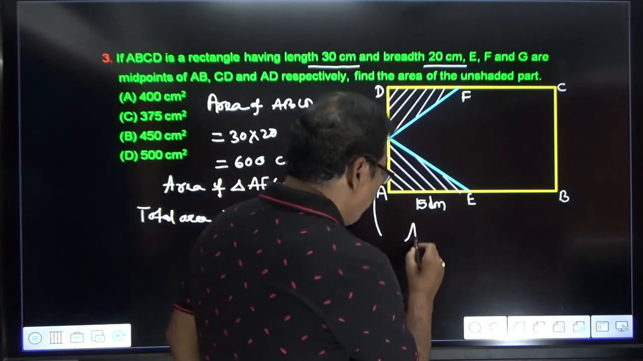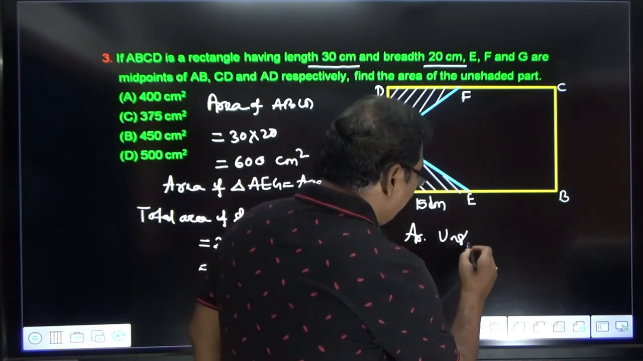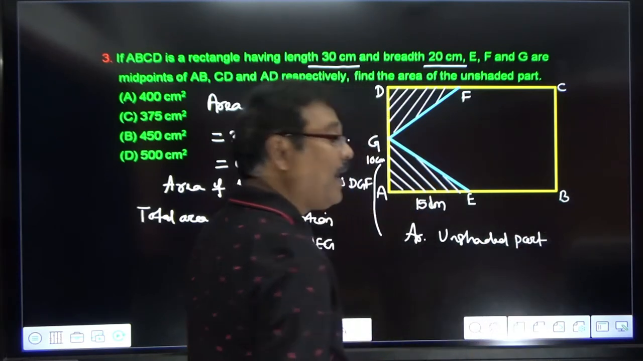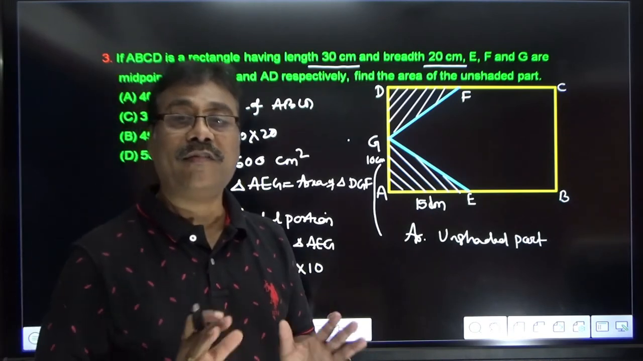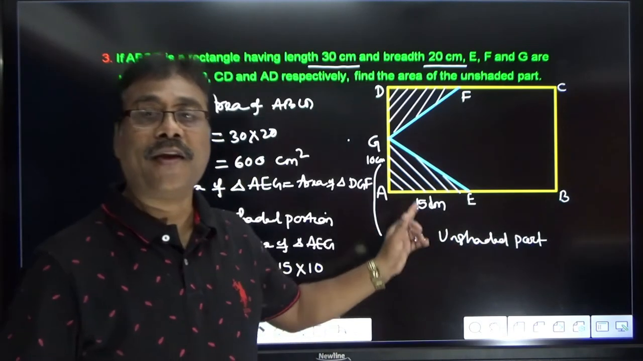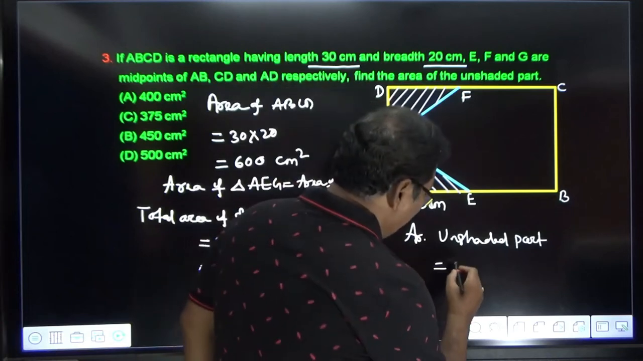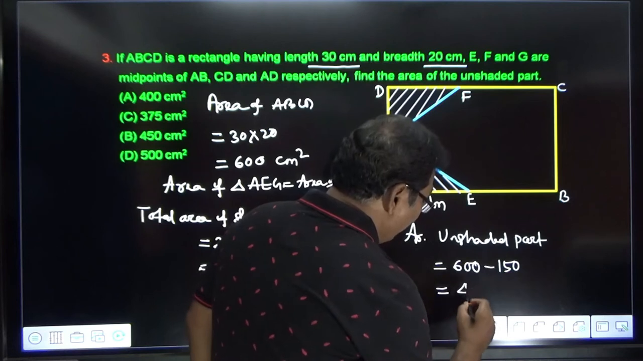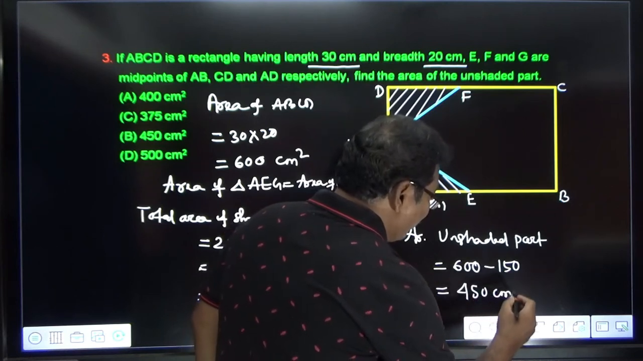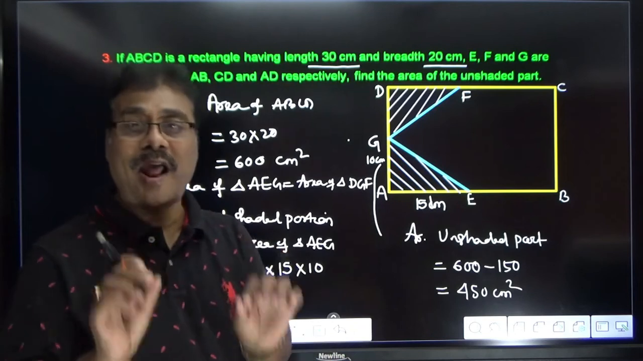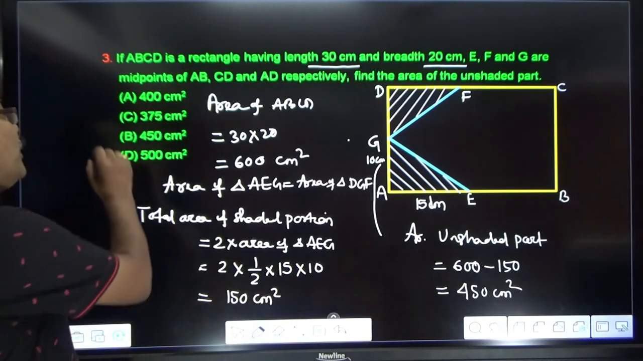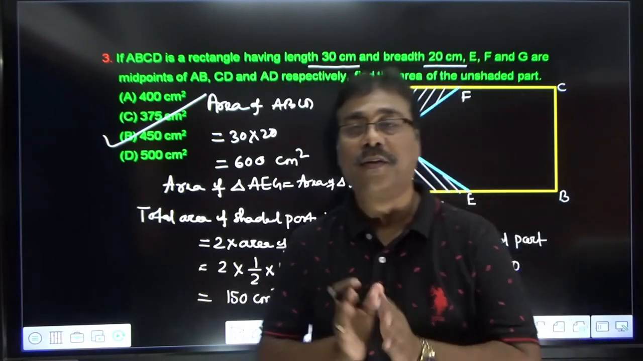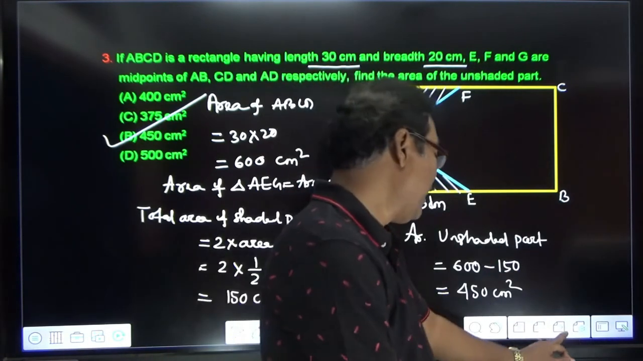So area of unshaded part. Tell me the answer. Unshaded part is equal to total area minus shaded part area. Total area is 600, shaded part area is 150, so answer is 450 centimeter square. Yes, you are right. If you have written 450 centimeter square, option C is correct for this question. Got it now? Okay, let's go to the next one.